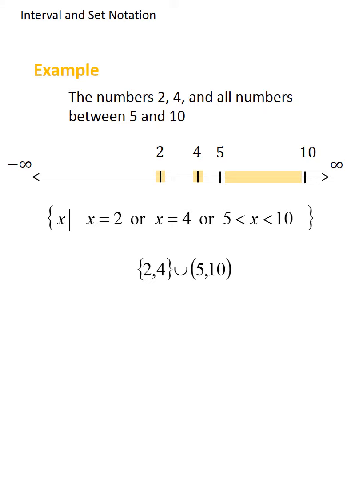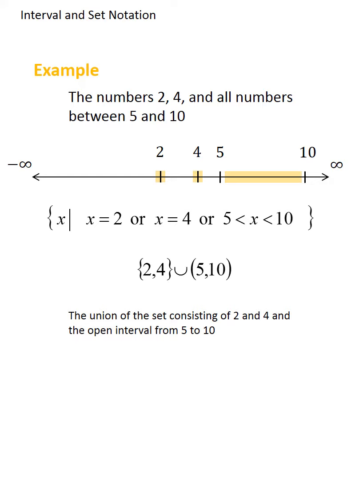In interval notation, we use braces around the 2 and the 4. Braces around a set are just a way of representing a collection. Notice the comma between the 2 and the 4. That does not mean through, because braces do not make an interval in interval notation. So we're simply joining the numbers 2 and 4 themselves with the open interval from 5 through 10. I would pronounce it the union of the set consisting of 2 and 4 and the open interval from 5 to 10.